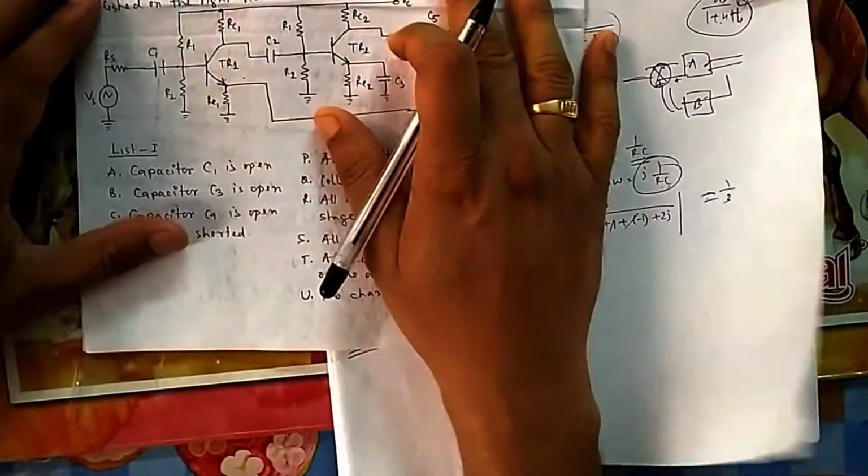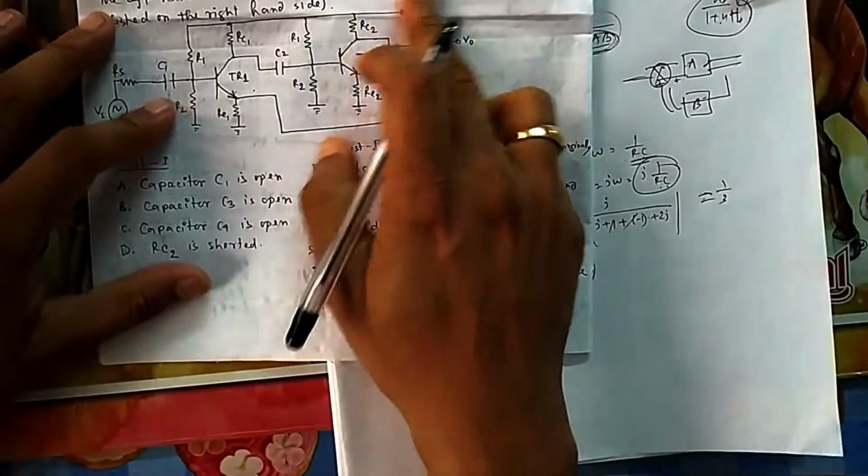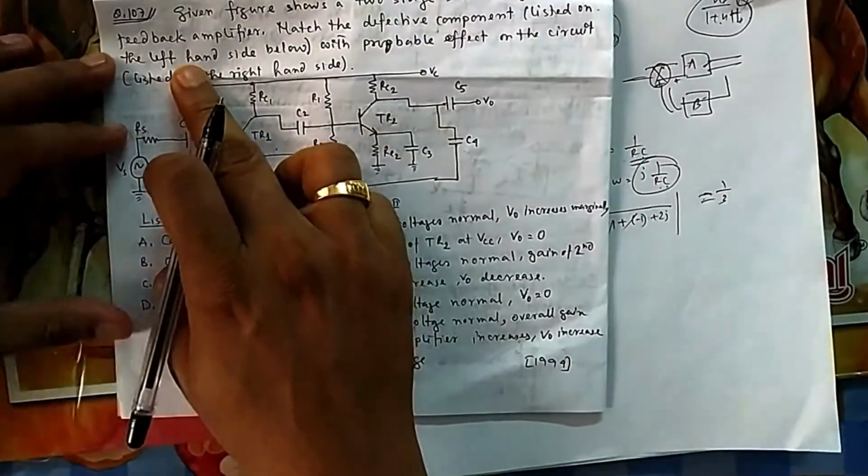Okay, 107 is a small signal feedback amplifier, 2 stages, stage 1, stage 2. Match the defective component listed in the left hand side.